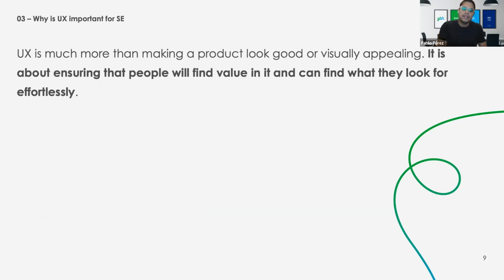As we see, UX is much, much more than just making a product look good or visually appealing. It is about ensuring that people will find value in what it is and what it can do, and that they can find an easy way to fulfill what they are looking for with that product or solution effortlessly.